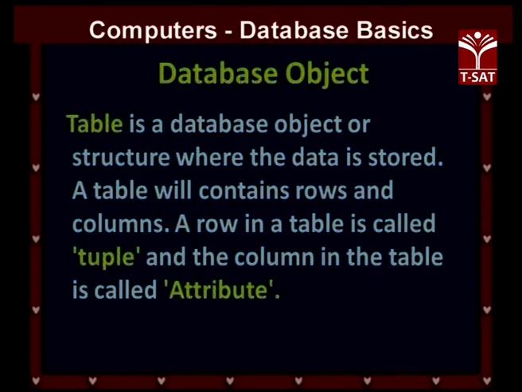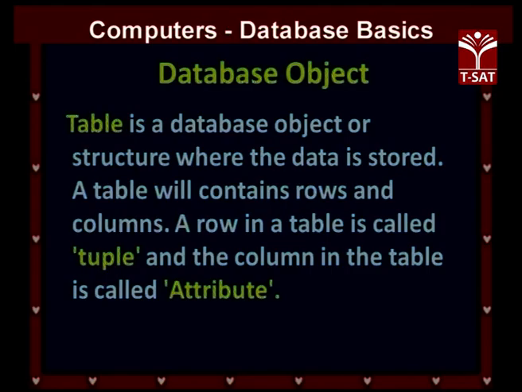Right. Database object. What is this database object? A table is a database object, or a structure where the data is stored. A table itself is a database object. Then what is this table? A table contains rows and columns. A row in a table is a tuple, and a column in a table is an attribute. So a table in a database is called an object, a structure where the data is stored. So it is structured in such a way that data is stored in the table.